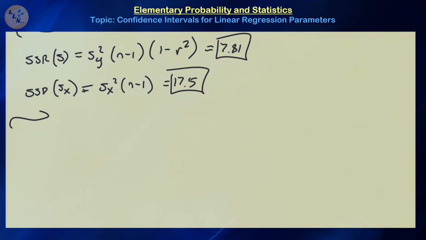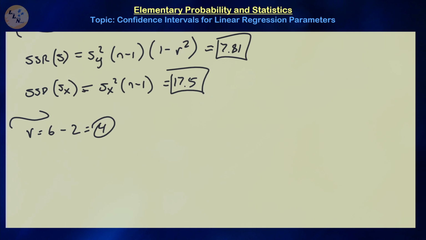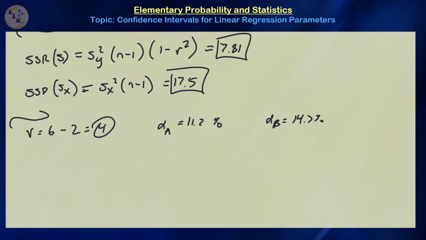So remember, since our data set size was equal to 6, that means our degrees of freedom for both our critical values, for both beta 0 and beta 1, is going to be equal to n minus 2, which in this case is equal to 4. Keep in mind, alpha A was equal to 11.2%, so you should be able to find the level of confidence for the first parameter, and alpha B was set to be equal to 14.7%.